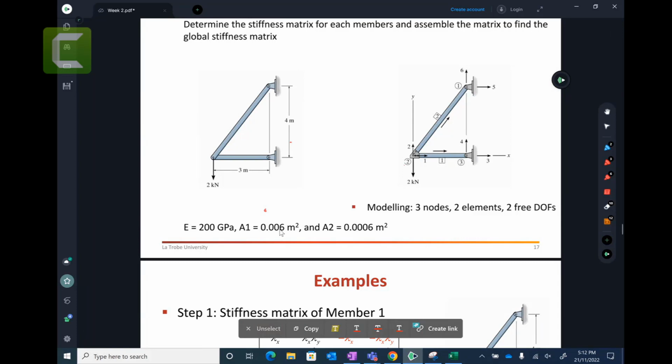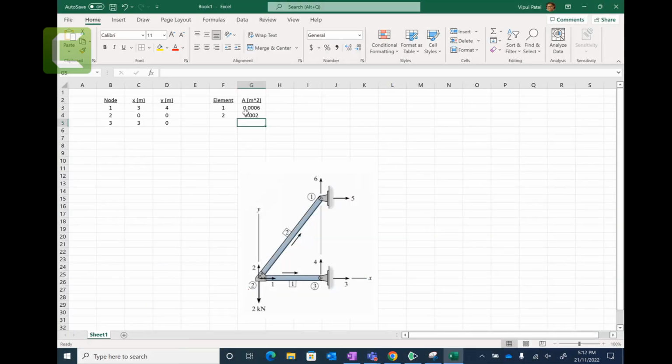Please make a correction. I think they are all here and everywhere. So make it 0.0006 and here 0.002. Just make a correction. I will make a correction in a minute. So 0.0006 and 0.002, that's the area of element 1 and element 2, given in our examples.